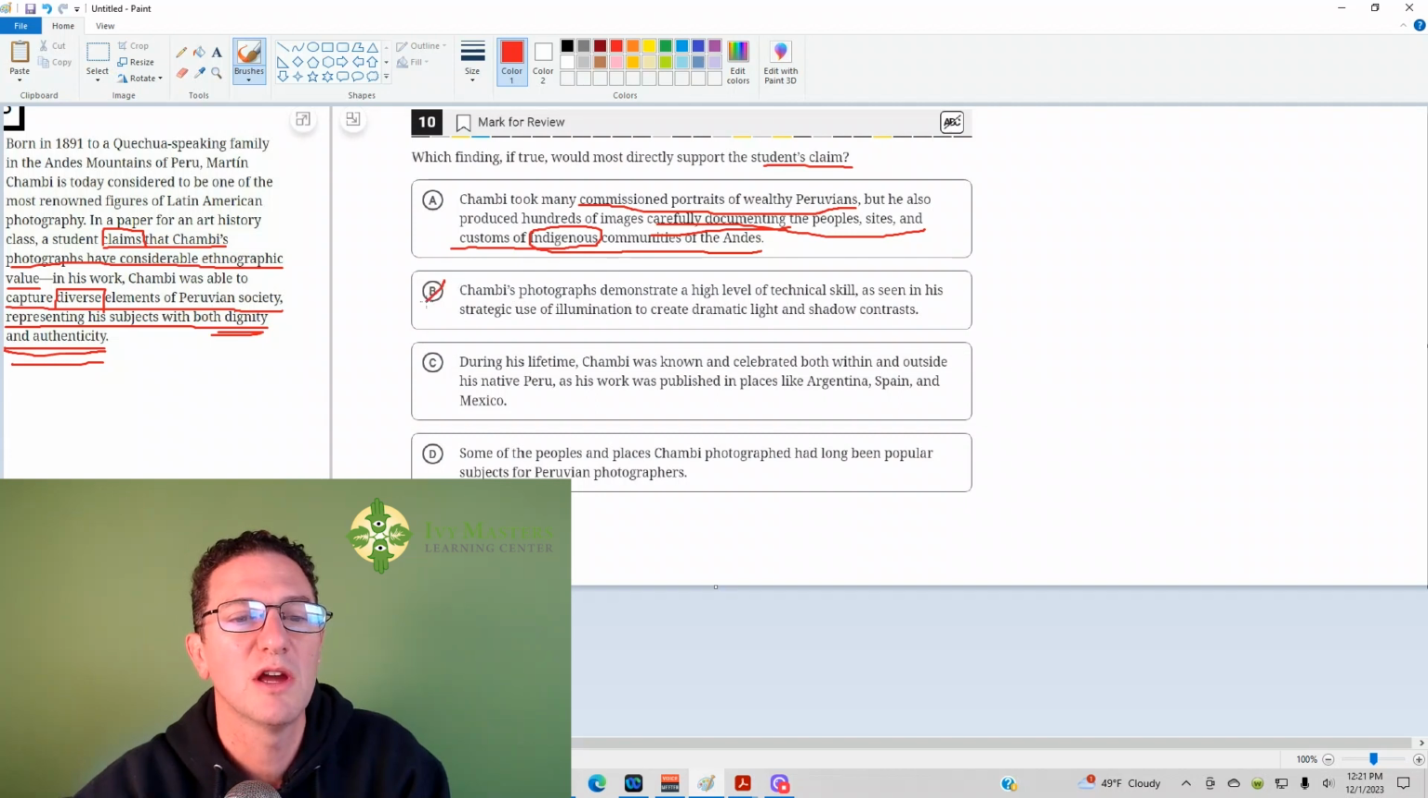A is your correct answer. B and C are probably true, but wrong, because they're not the student's claim. And answer D, there's no support for that.